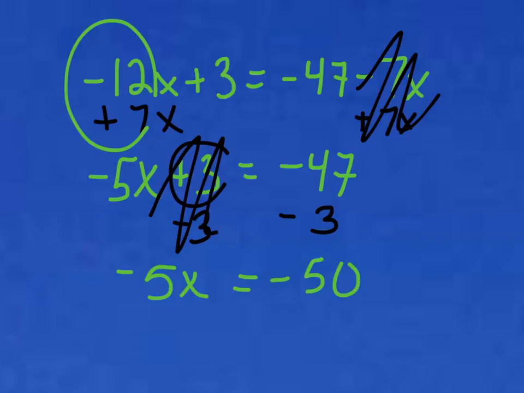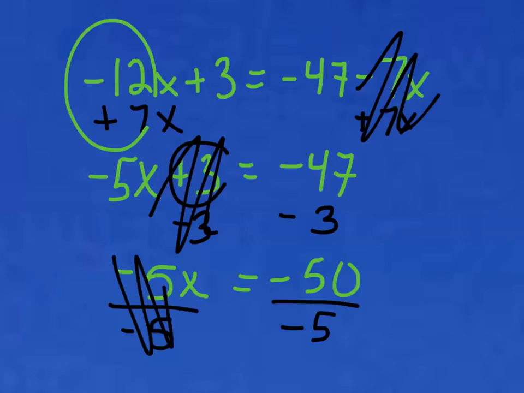Last step, I'm going to divide both sides by negative 5, canceling those out, and we get an answer of x equals positive 10. I know I went through that example really quickly, but hopefully you can just rewatch it if it was too fast for you. I'm not going to bother checking that answer.